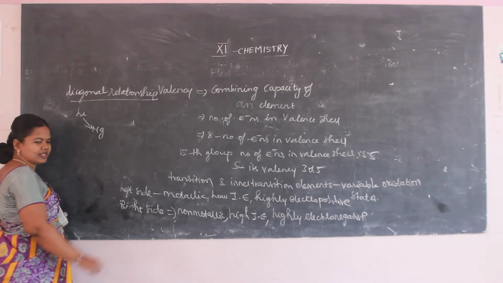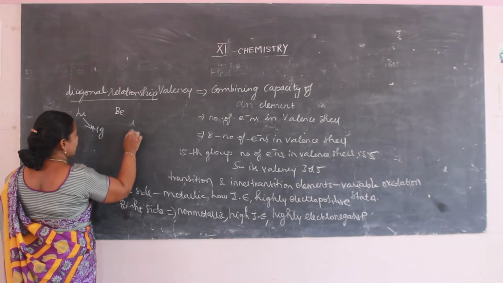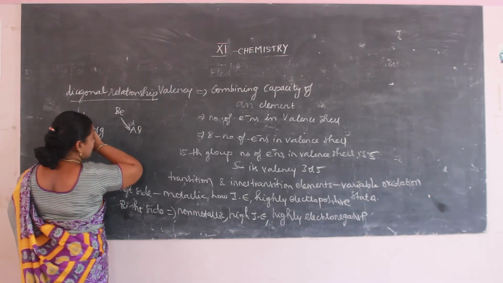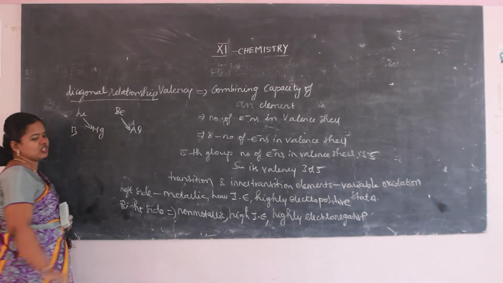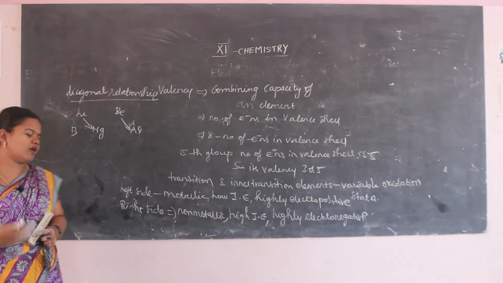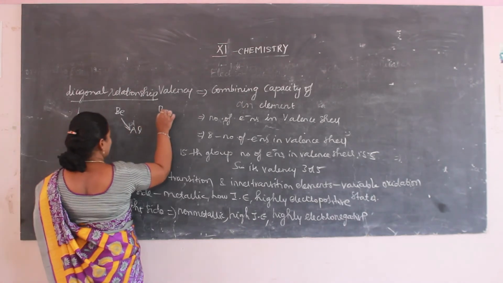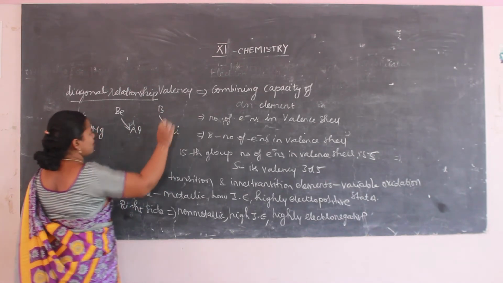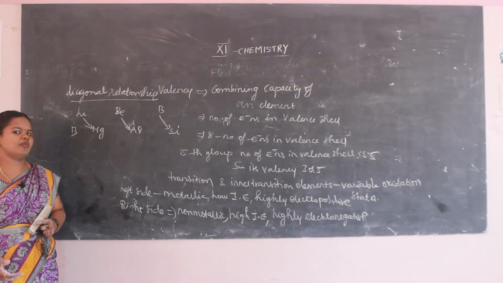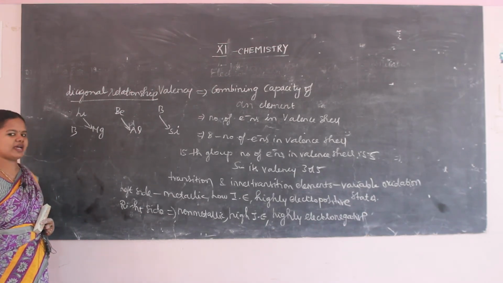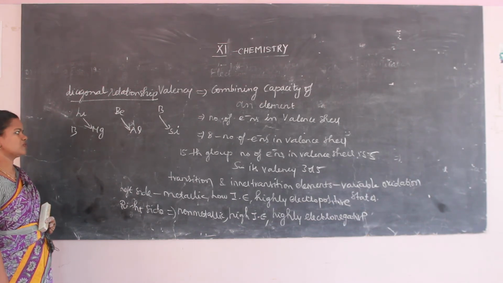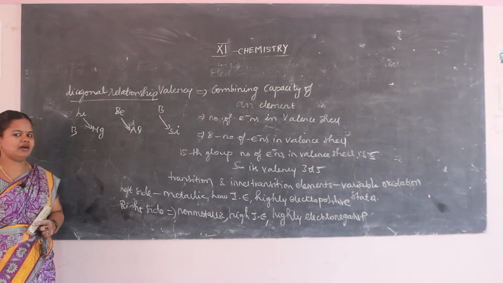For example, lithium and magnesium, and beryllium and aluminum. When elements are placed diagonally like this, they will have similar properties. Lithium and magnesium, then beryllium and aluminum, then boron and silicon will have similar properties. So this is known as diagonal relationship. There will be similarity in properties when elements are placed diagonally, which is known as what? Diagonal relationship. This is an important concept in chemistry.